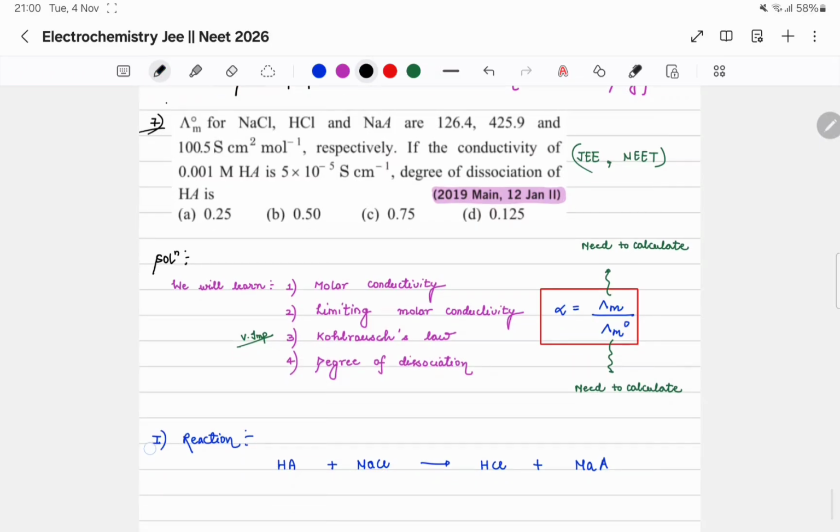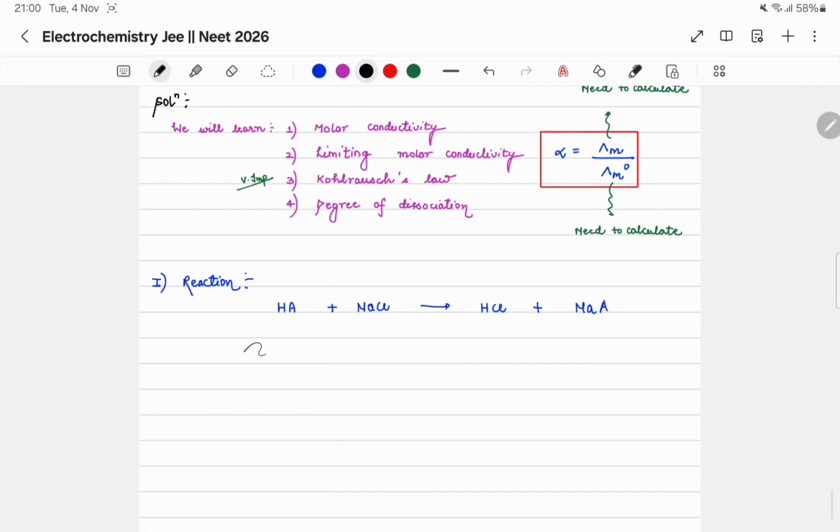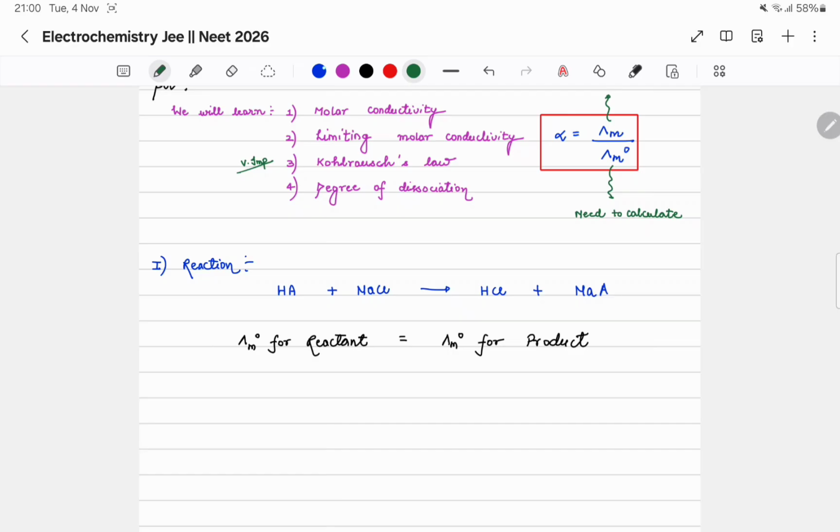Now check it. Based on this reaction, I can write the limiting molar conductivity lambda m naught for reactants will be equal to lambda m naught for products, based on Kohlrausch law. What are the two reactants? HA and NaCl. So I can write lambda m naught, bracket HA. This is the representation which we are utilizing. Then lambda m naught NaCl, right? That will be equal to lambda m naught HCl, because it is on the product side, plus lambda m naught NaA, right?